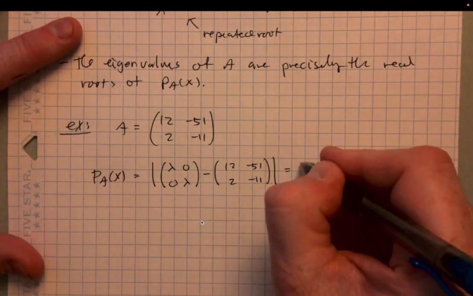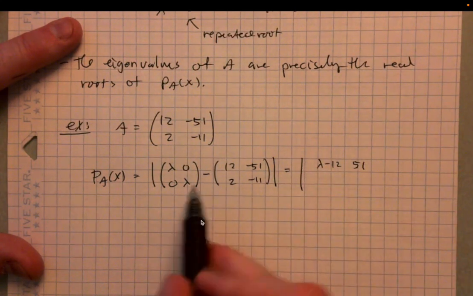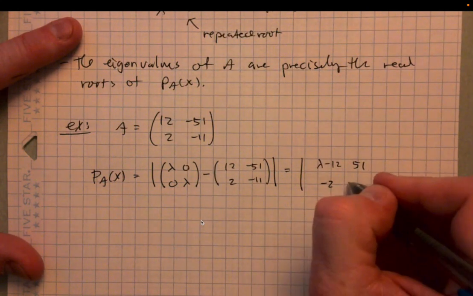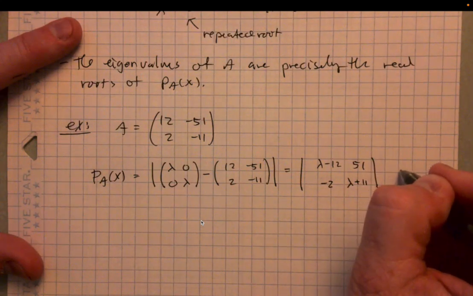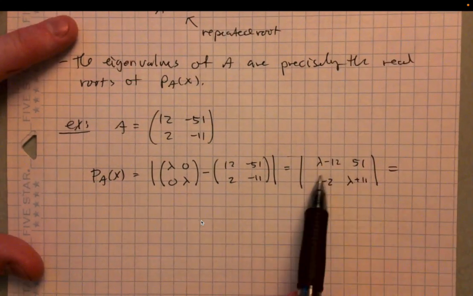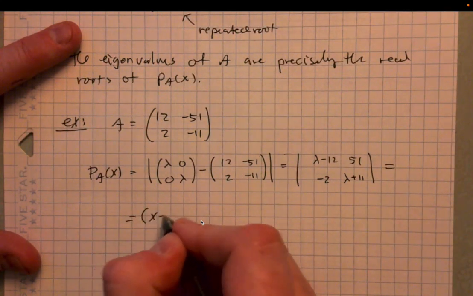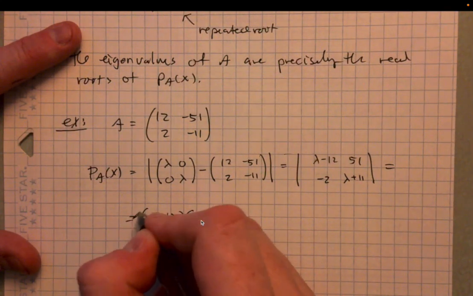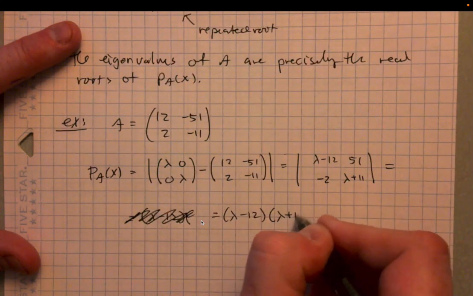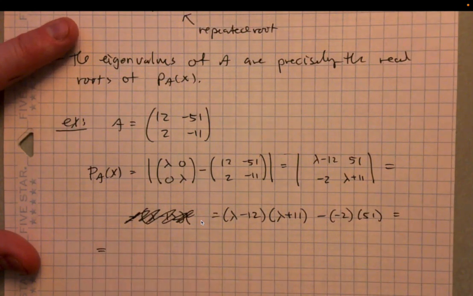Okay, so we can run through this, and we get lambda minus 12, and then 51, right? Negative, negative, so it flips. Then you get negative 2, and then lambda plus 11. What happens when we calculate the determinant? Well, the determinant of a 2 by 2 is super easy: it's just the diagonal product minus the other diagonal product. So we get lambda minus 12 times lambda plus 11, minus negative 2 times 51. Can we simplify this?